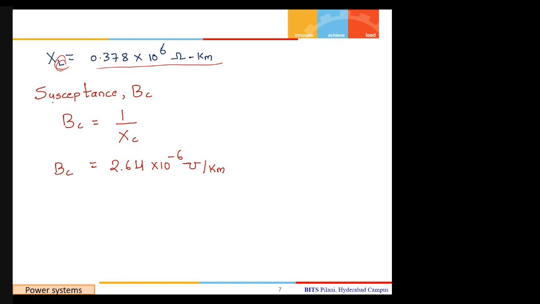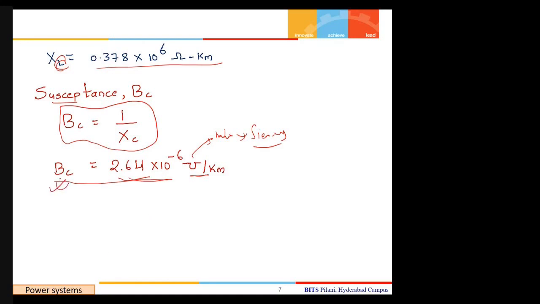Now the susceptance is basically the reciprocal of the capacitive reactance of the line, 1 by Xc. So the susceptance we are getting in the unit of mho per kilometer. So this one we are saying to be mho or rather Siemens. So we can say this one as Siemens also. We are getting 2.64 into 10 to the power minus 6 mho per kilometer as the susceptance of the line.